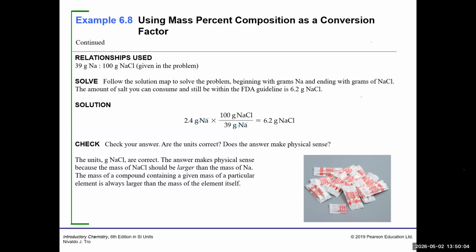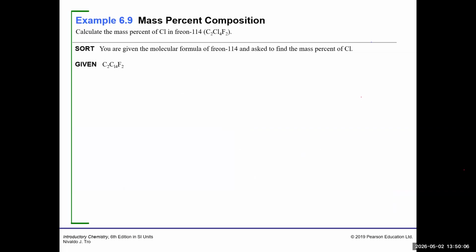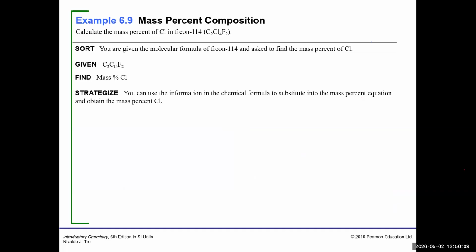Let's move on. You are given the molecular formula and asked to calculate the mass percent of chlorine in Freon 114. This Freon, we put it in refrigerators, the gas in the fridge, or in the ACs. Those are the coolants. Calculate the mass percent of chlorine in Freon 114.